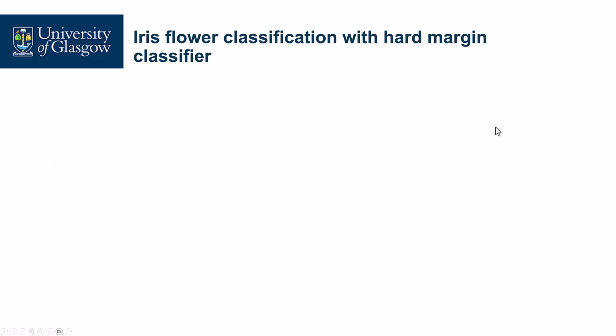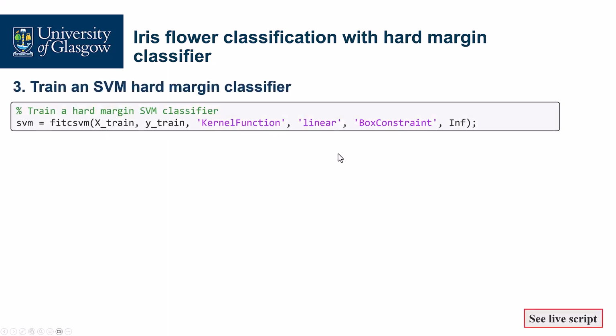Then I need to train an SVM, the hard margin classifier. So my question is: what kernel function and what box constraint value should I use when I consider this one as a linearly separable one and a hard margin classifier? So the answer is here, right? With the kernel function, we select linear, and for the box constraint, we select infinity, right?